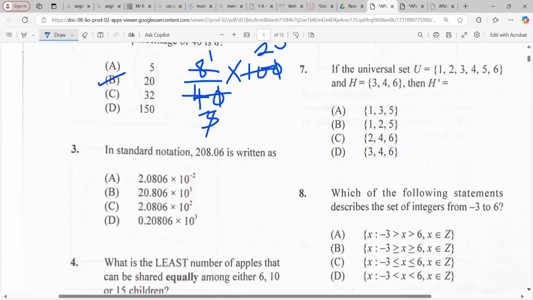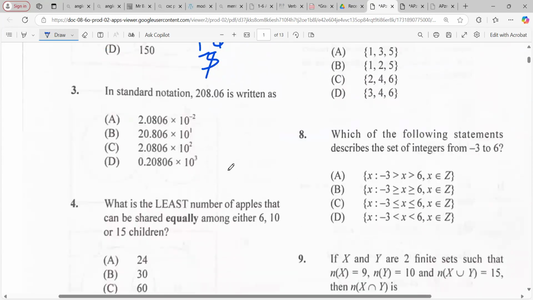Number 3 says, in standard notation, 208.06 written as. So what they want us to do is to write it in standard form. So as it stands, the decimal point is right here at the 8, right? So we need to carry it to right here, because for standard form, it has to be a single digit. So 1 point something, 2 point something, 3 point something, and so on up to 9 point something. It's between 0 and 10.